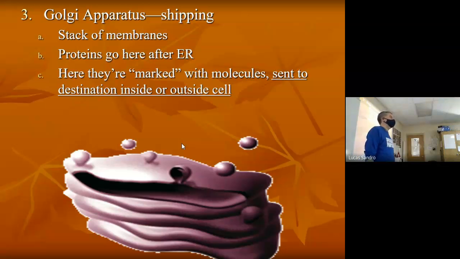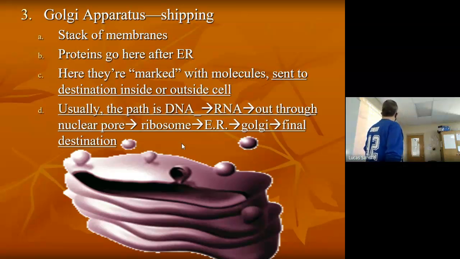So the typical path, and there are lots of exceptions, but the path I want you to know that a typical protein can take looks like this, sort of a flow chart, right? DNA codes for it, RNA takes the information out, sends it to the ribosome, dumps it into the ER, sends it to Golgi, and Golgi marks it for its final destination, wherever that is. So those are the biggies.